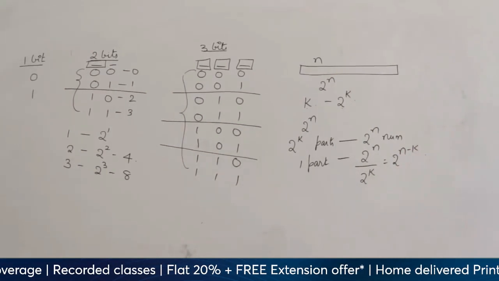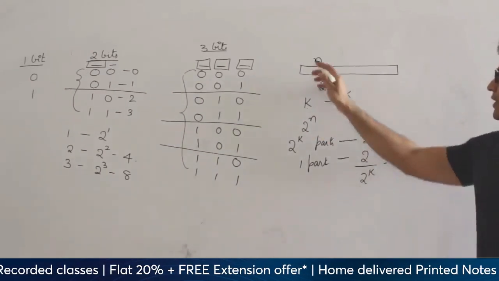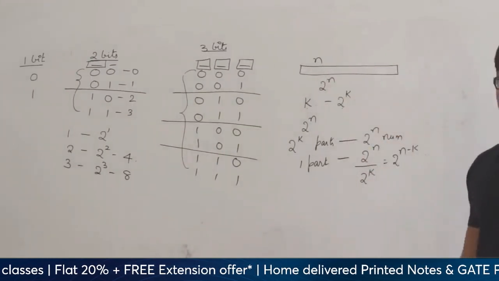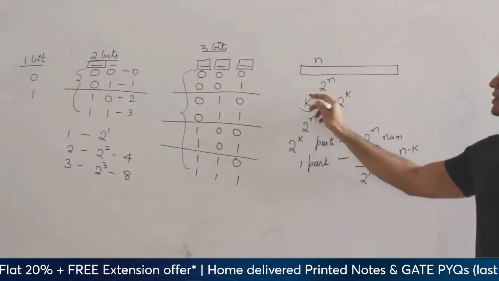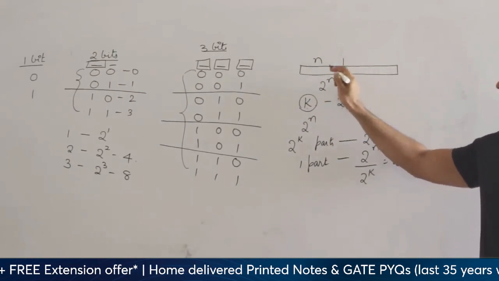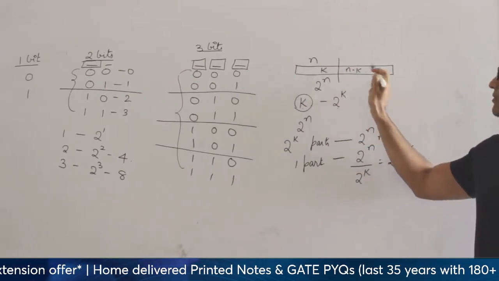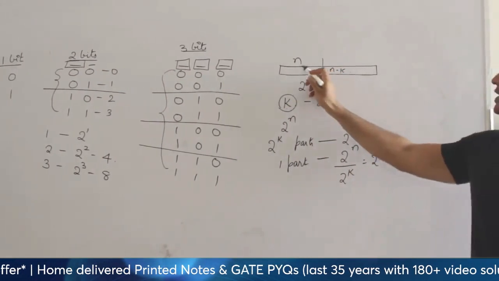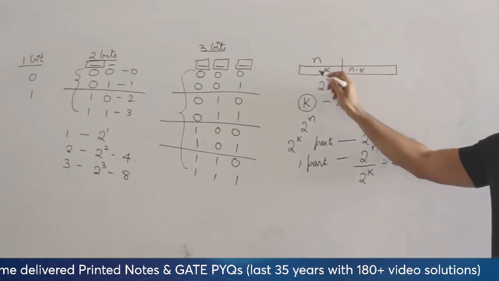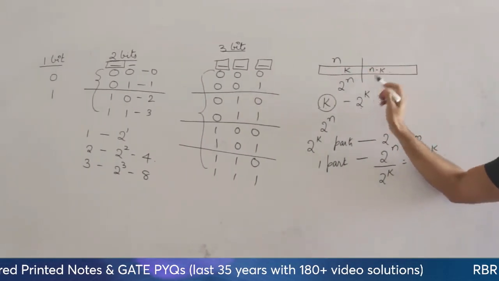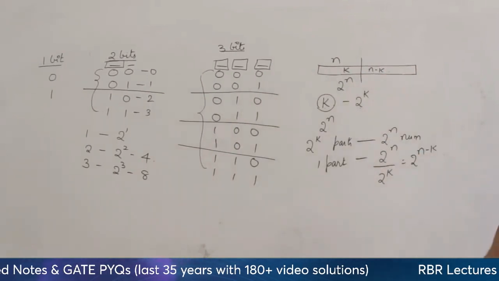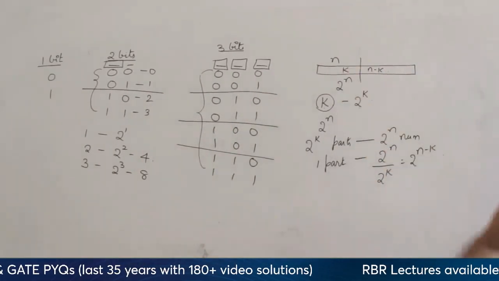Now coming to computer networks, this n bits is nothing but the IP address, and the k bits which I choose is nothing but the network ID part, and n minus k bits is nothing but the host ID part. So if I choose k bits, then I will get 2 power k networks, and the size of each network is 2 power n minus k. It can be extended even to operating systems.